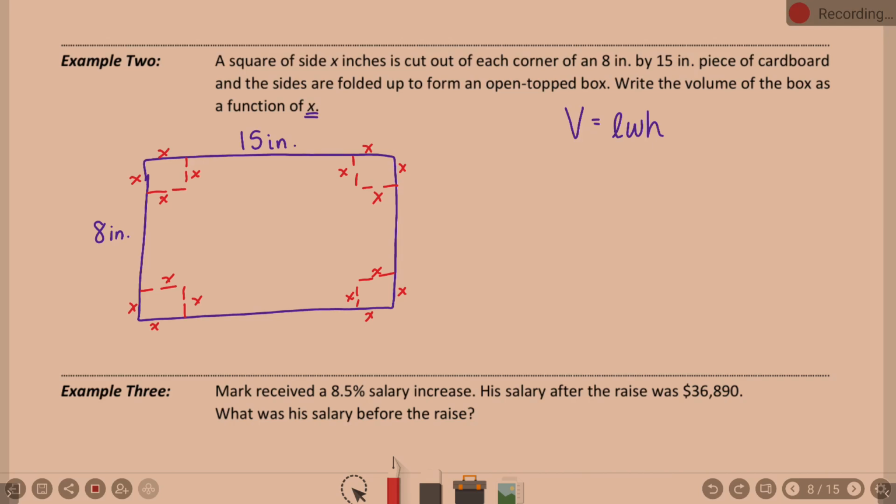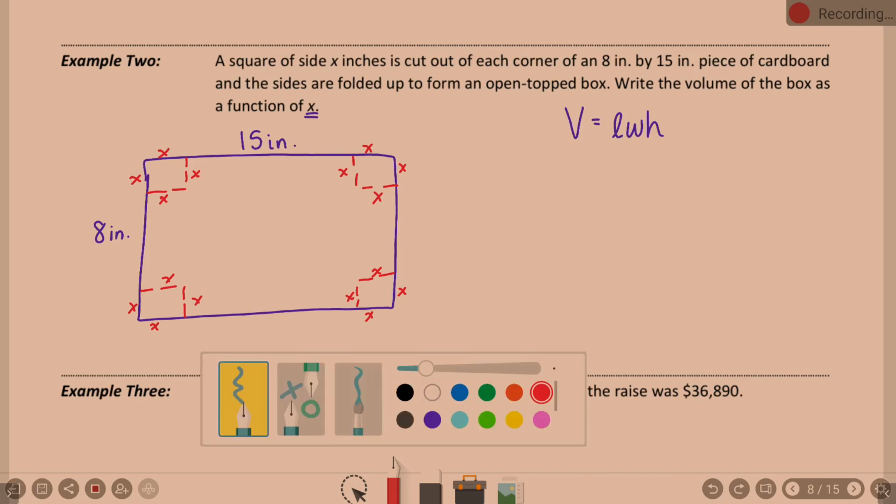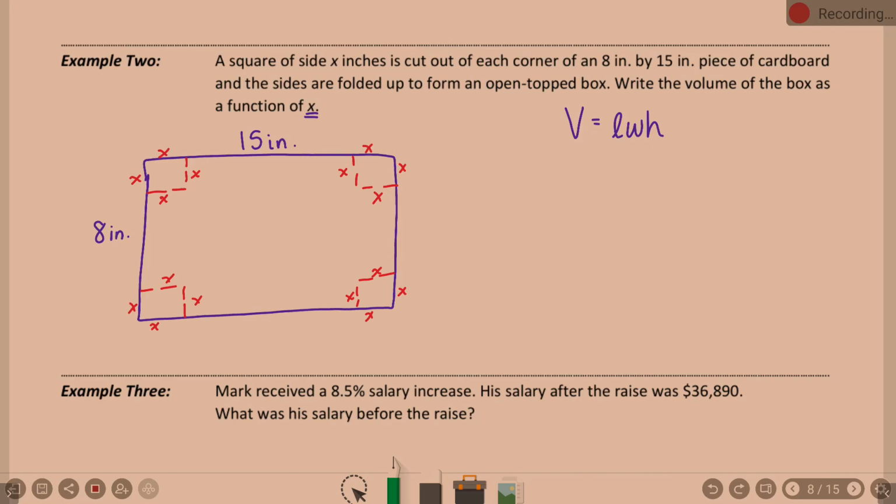Thoughts on what we know here? You need to find the sides of each corner you cut out. Do we know anything about those sides? We only know that they're x. What do we know about the big piece of cardboard? We have an 8-inch and a 15-inch. Could you divide that or something? Not going to divide anything.